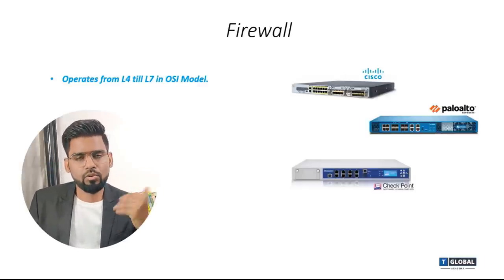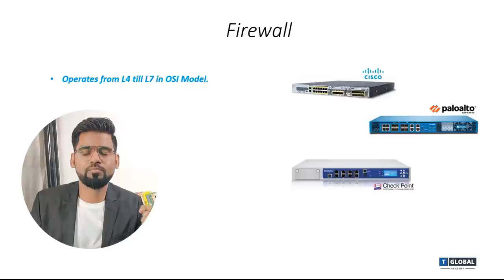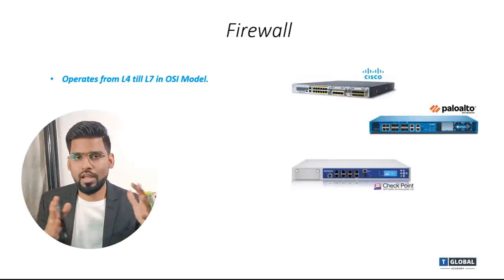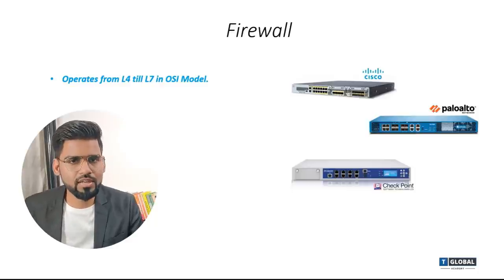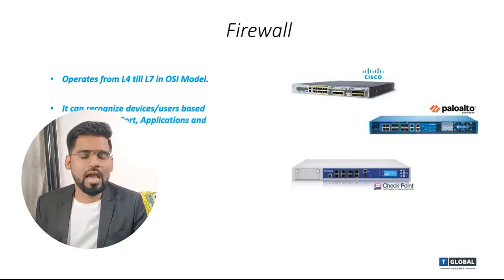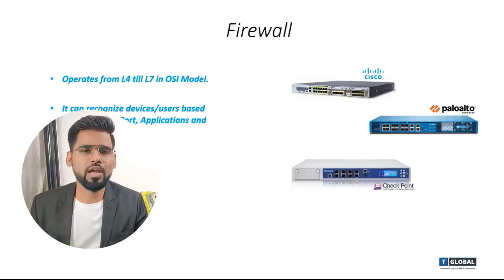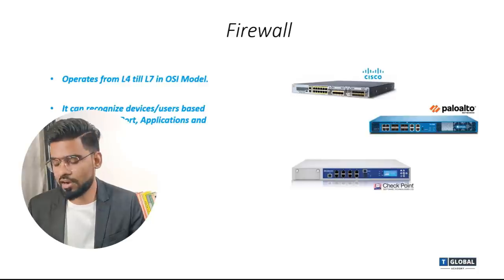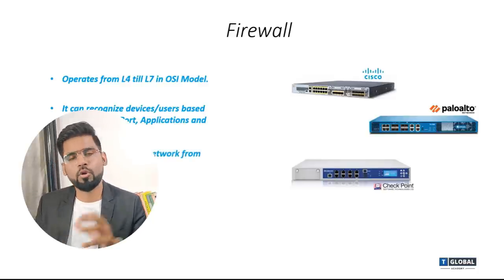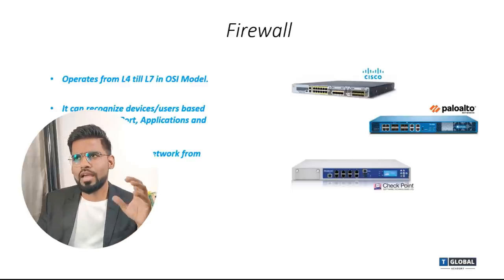Remember, the legacy firewall, from the time the firewall was really built, was usually looking at the transport layer. That means the ports and the IP addresses, right? And it recognizes the devices and users based on the IP address, port, application, and many more. This is what I'm talking about, the current or legacy firewall appliance. The purpose, of course, is to protect the network from any unauthorized access.